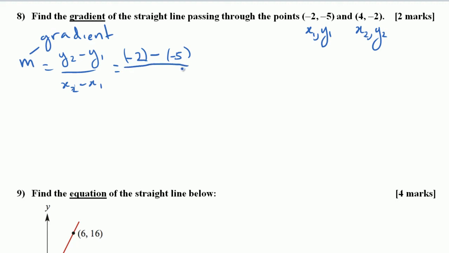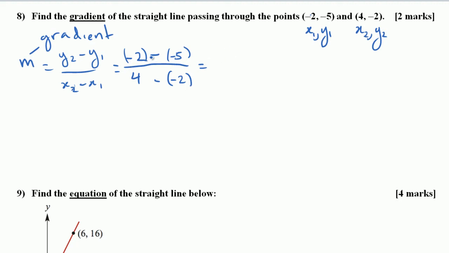Divided by, what's our x2? Well, let's have a look. The x2 is a 4. So that should be a 4. What's our x1? It's -2. So minus -2. Okay. Put that in a calculator if you like.